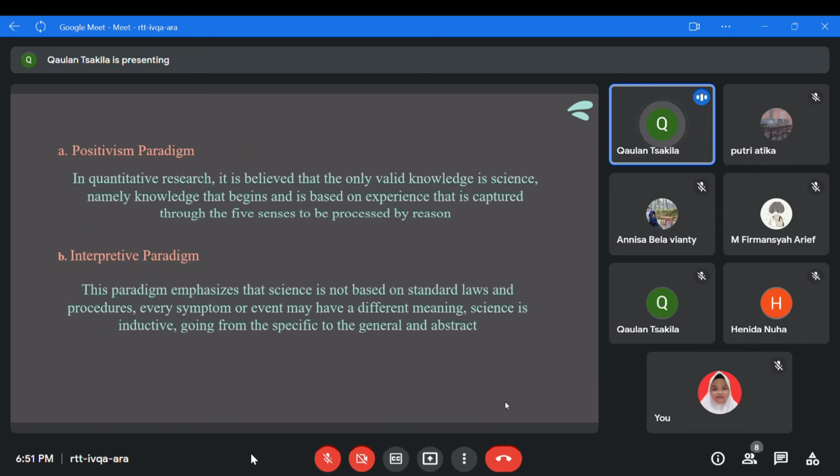And then interpretive paradigm. This paradigm emphasizes that science is not based on standard laws and procedures. Every symptom or event may have a different meaning. Science is inductive, going from the specific one to the general and abstract. Science is ideographic, meaning that science reveals reality through symbols in descriptive form.